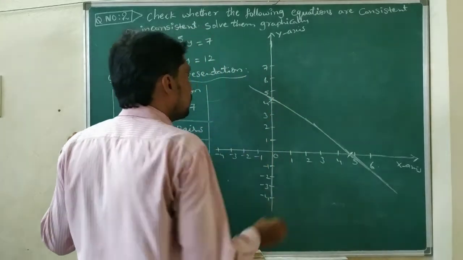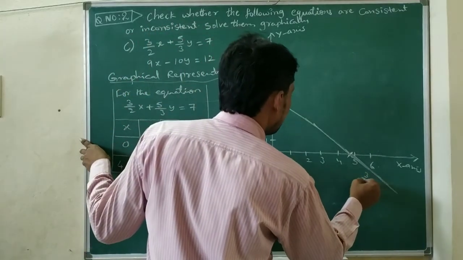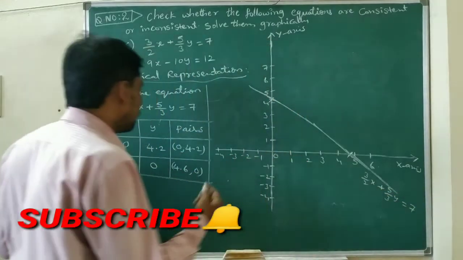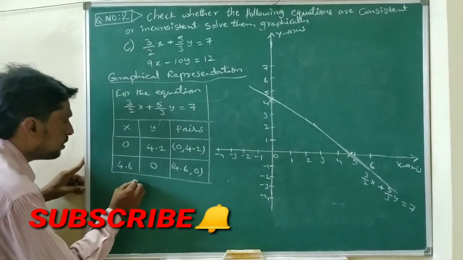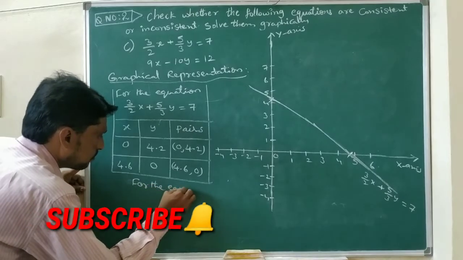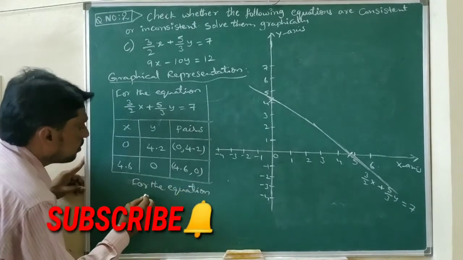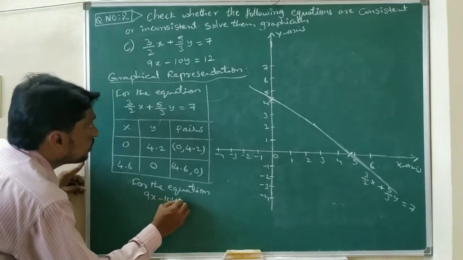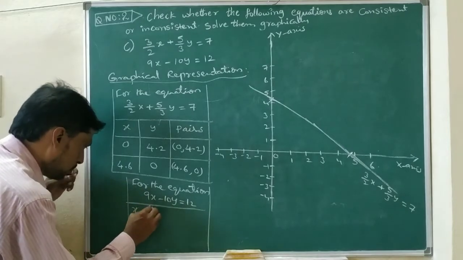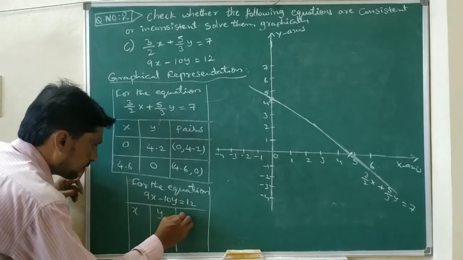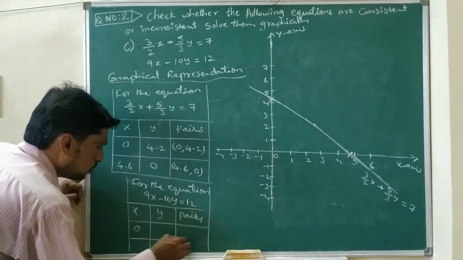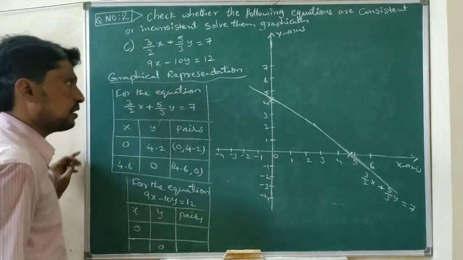So this line is the equation 3/2x + 5/3y = 7. Next one we forgot, you have to take the equation 9x minus 10y equals 12. So here we have x values, y values and pairs. The first x value I take as 0, and then y I will take as 0.